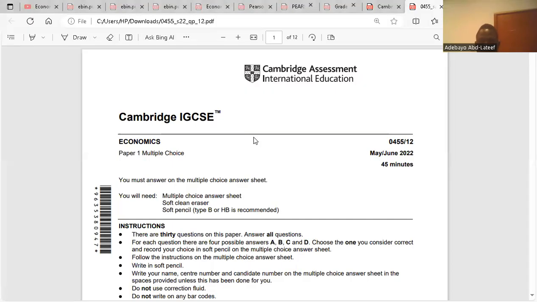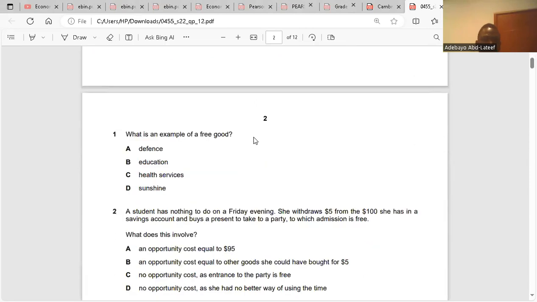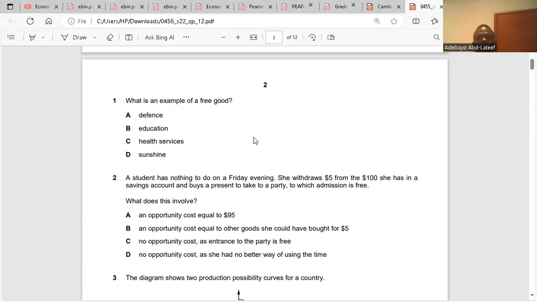We have Economics, Paper 1 of 2, May/June 2022. The first question: what is an example of a free good?